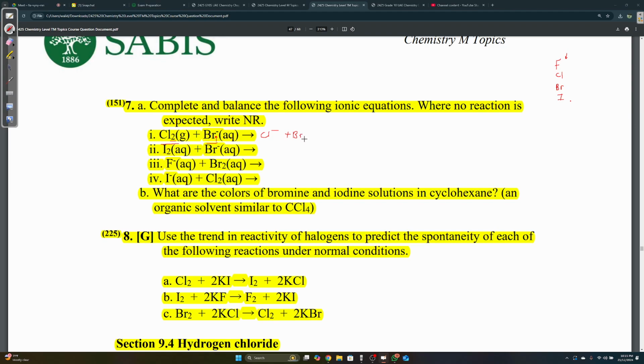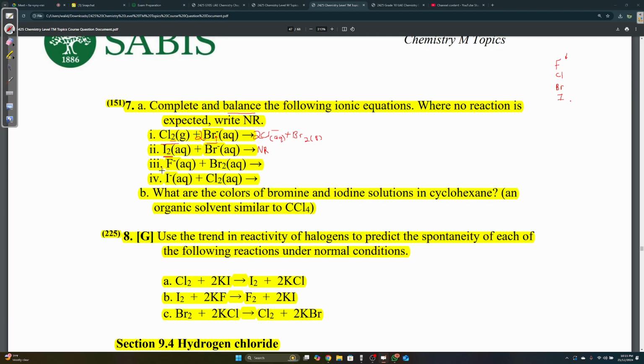And the states, you change them. Okay, Br2 gas, Cl aqueous. But they said balance. This should be 2. The one with the minus should always be 2. Okay? I2 plus Br minus. Let's see. The one with 2 as a subscript should be more reactive than the one with minus. Is I above Br? No. Okay, so there's going to be no reaction.